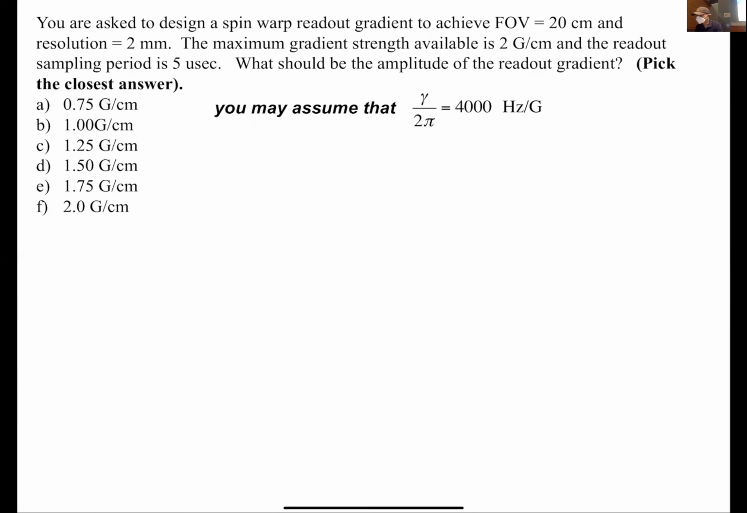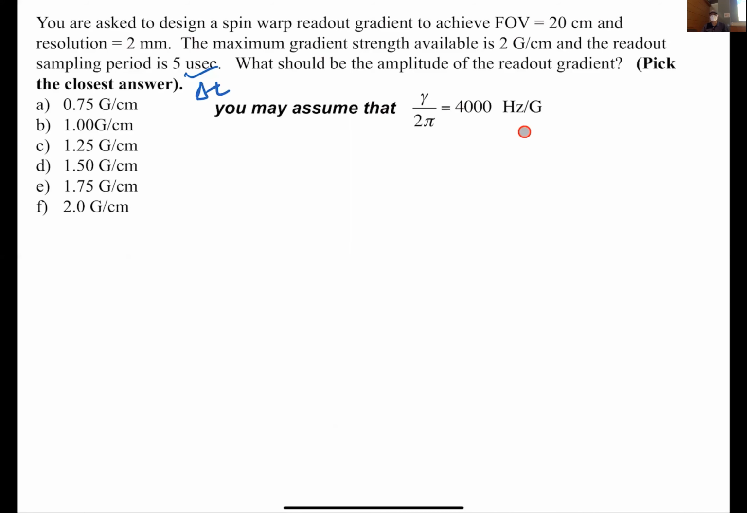If there are no questions, we can do another quick poll just to make sure that people are on the same page. I'm going to relaunch the poll here. Okay, so this is the question. You're asked to design a readout gradient to achieve an FOV of 20 centimeters and a resolution of 2 millimeters. The maximum gradient strength you have available is 2 gauss per centimeter, and the readout sampling period is 5 microseconds. So this 5 microseconds is the delta t. What should be the amplitude of that readout gradient?